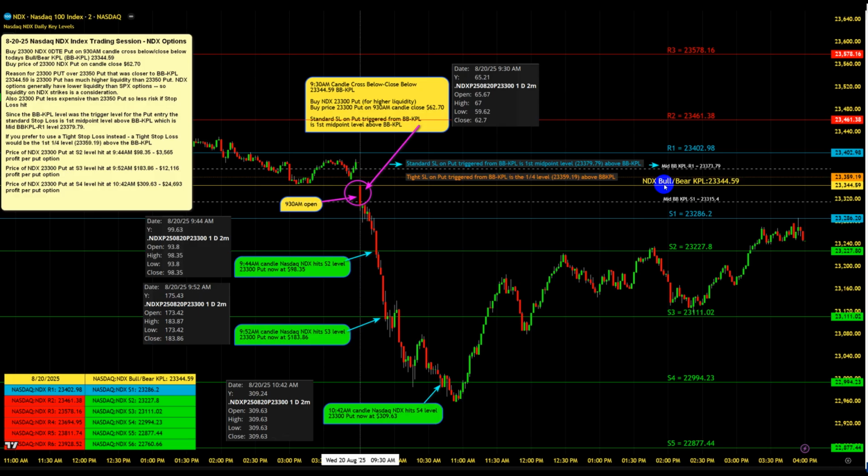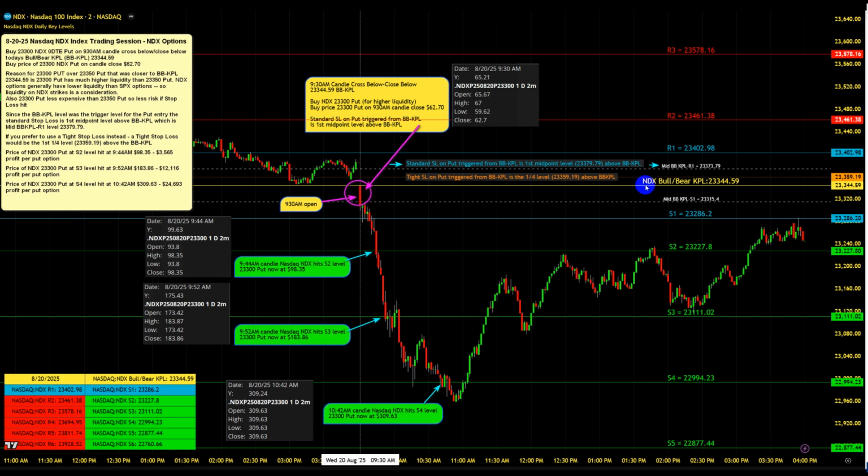One thing to keep in mind with NASDAQ NDX options is that they are a lot less liquid than their counterparts in the S&P 500 SPX index. So on SPX, which you may have seen in our other videos on our SPX daily key levels, generally on a put or call option signal from the bull bear key price level, we are entering into the strike closest to that bull bear key price level on SPX. However, on NDX, you have to be concerned about liquidity because the liquidity is a lot less.